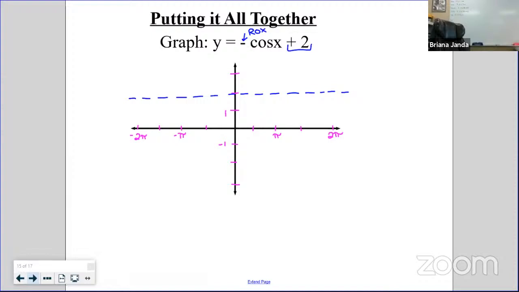My amplitude's 1, so every time I don't put a dot on my midline, it's only a distance of 1 away from my midline, and that will not change. Always follow your amplitude for that. But because of the reflection, my starting point should be 1 below my midline. At my next tick mark, I should return to my midline. Next tick mark, I should be 1 above my midline. Return to my midline, one below my midline, and now I just keep that pattern going. Return to my midline, one above, return to my midline, one below.